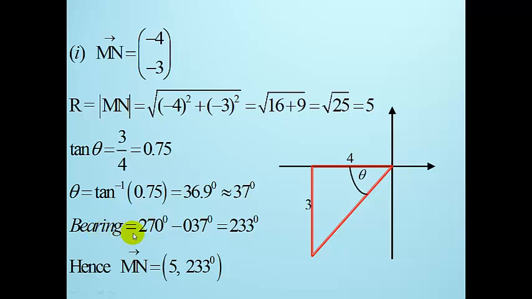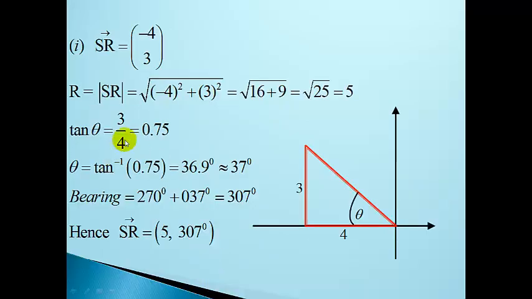Now, bearing is equal to 270 degrees minus 37. That is minus theta degrees, and theta is now 37 in this quadrant. In this quadrant, if you are calculating for the bearing, it's 270 degrees minus 37 degrees. That is minus theta degrees. And this is equal to 233 degrees. Hence, Mn is equal to 5, 233 degrees, where 5 is the magnitude and 233 degrees is the direction or the bearing.